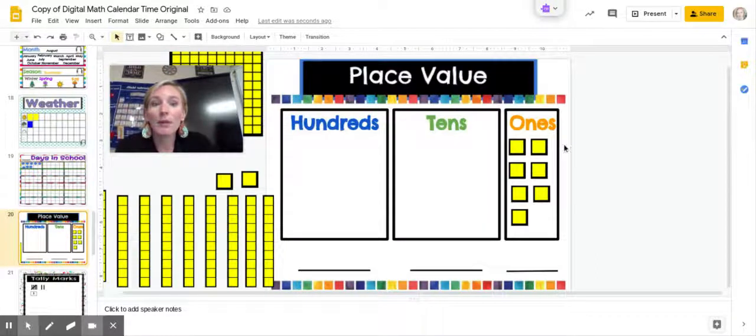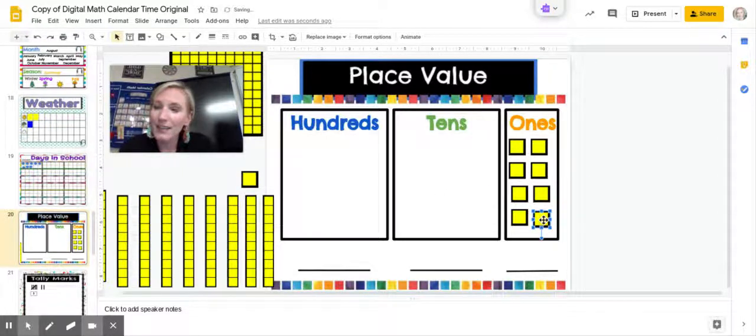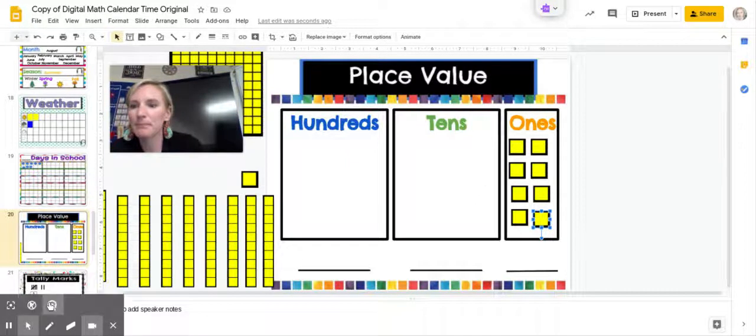Okay, now let's go to our place value chart. So we have 7 plus 1 more is 8. So 7 plus 1 more is 8. So we have 8 ones. That means the number 8. Simple, easy peasy, lemon squeezy.